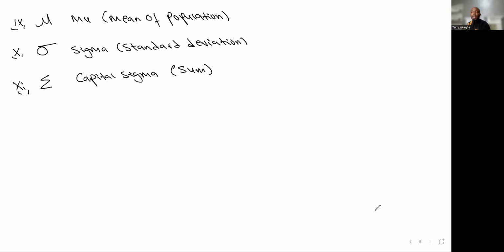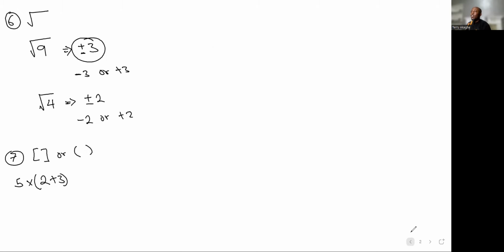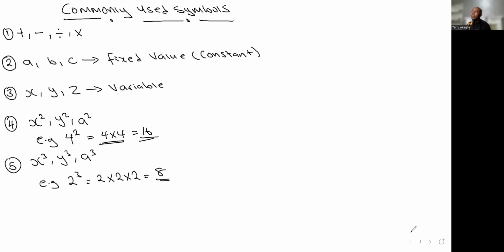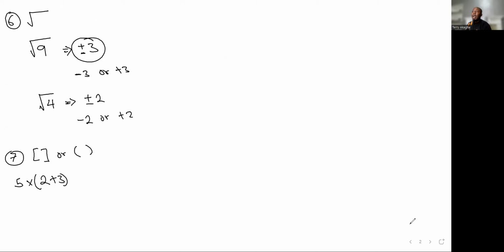So I think that is that. These are the symbols that you need to just have a look at and remind yourself. We have the plus, the add, subtract, divide, and multiply. We have the constants, that is values that do not change. We have the variable, we have the squared, we have the cube. We have the square root sign, and like I said, for the square root sign, it has to be plus or minus. You have to make sure you remember that.